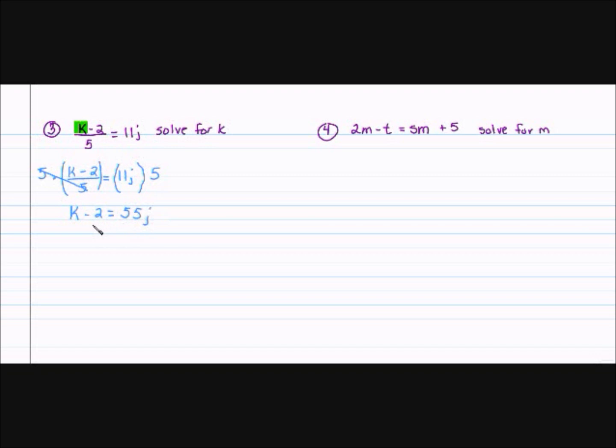Now I can add and subtract. The opposite of negative 2 is positive 2. Bring down my K. This equals a big fat 0. Equals, now I'm not going to add the numbers together, because one has a J and one does not. Those are not like terms. So I'm left with 55j plus 2.